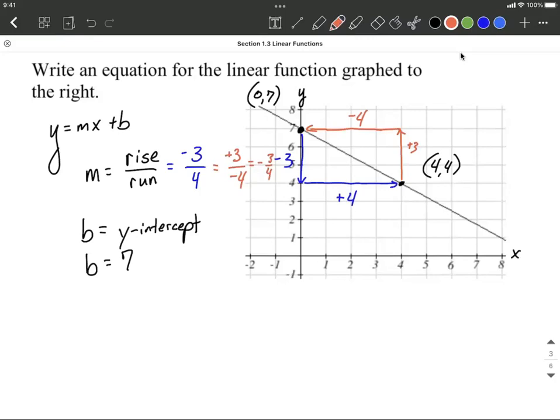fourths out in front. So our equation is going to be y equals our slope, negative 3 fourths, multiplied by x, and then our y-intercept, 7, goes at the end. That's all there is to finding the equation of a line that's graphed. Good luck.